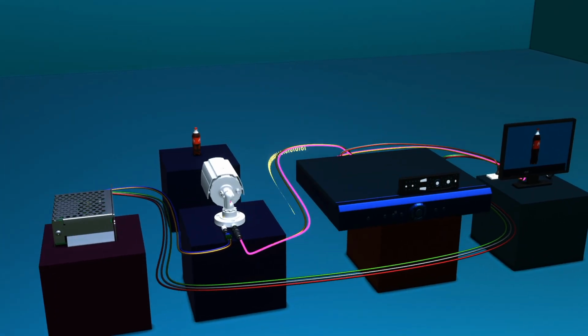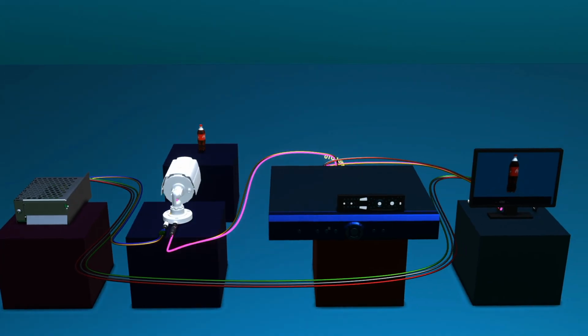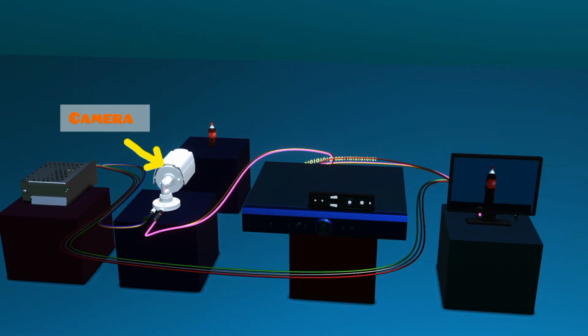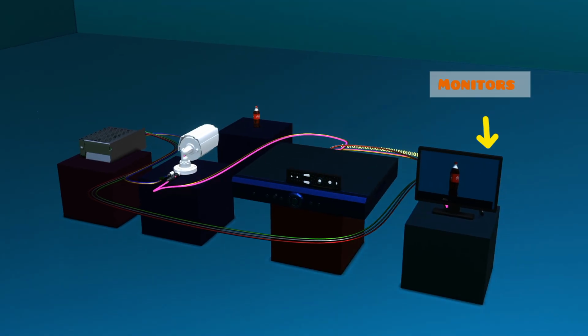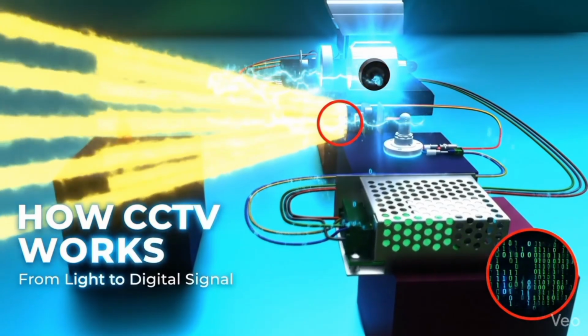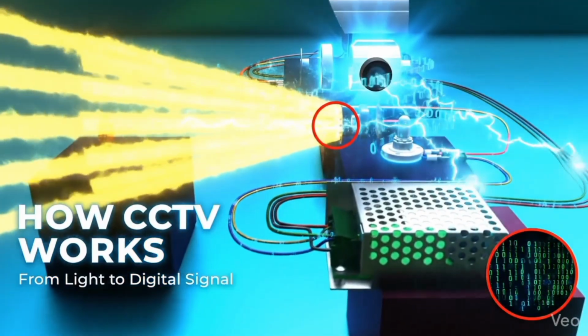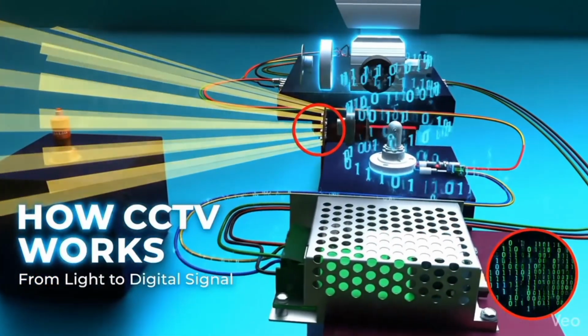CCTV, closed-circuit television, is a video surveillance system that transmits signals from a camera to a specific and limited set of monitors for security surveillance and monitoring. Unlike broadcast television, the signal is not openly transmitted to the public, but remains within a closed network designed for observation and recording.